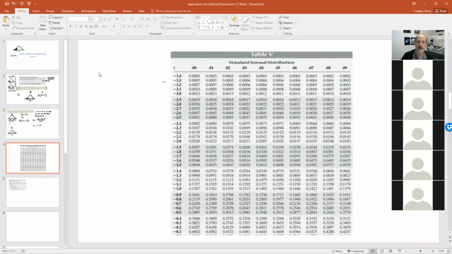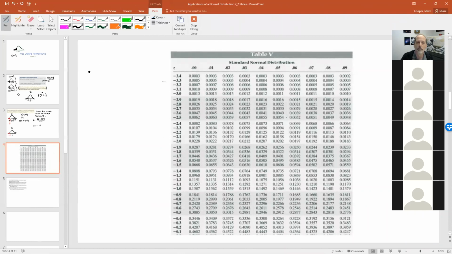All right, from our last slide, we were looking for the probability that z is less than, or we could say less than or equal to, negative 1.17. So I've got to get the negative 1.1, so we're talking about this row. And I've got to tack on a 0.07 to get negative 1.17, so we're talking about this column. We home in on the intersection, and that's 0.1210.